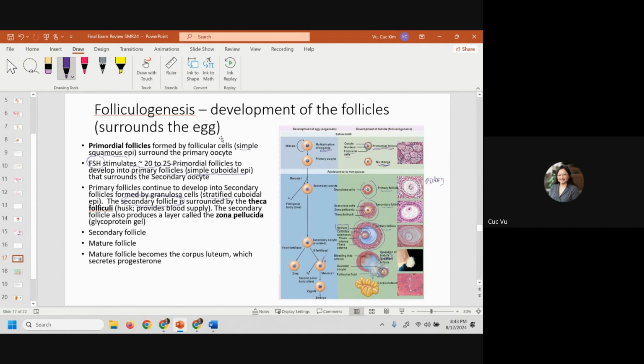Okay, so it's like a race to see which one matures the fastest, and that one is going to cause the others to stop. So technically, each month you lose about 20 to 25 follicular/egg structures because only one of them is actually ovulated. The best one is ovulated. Okay, how does it do that?